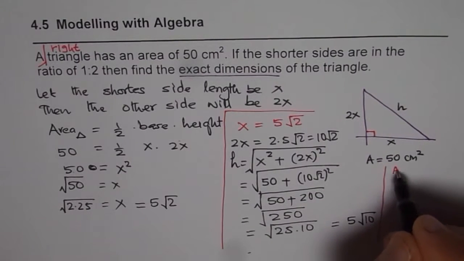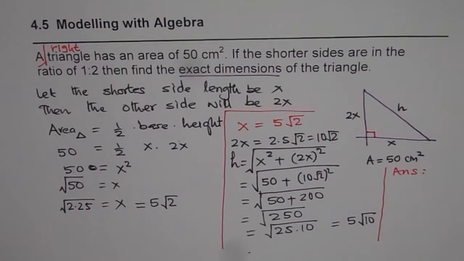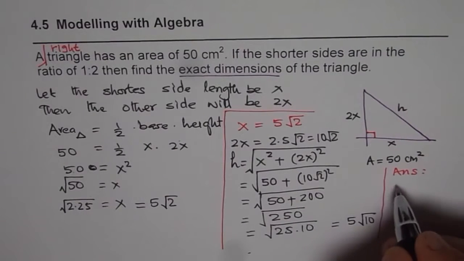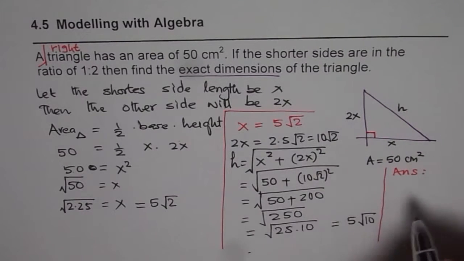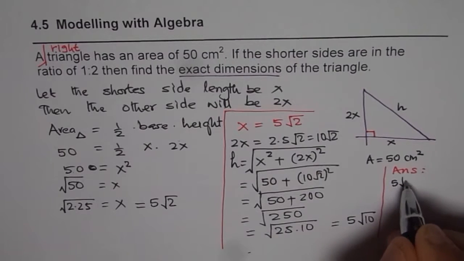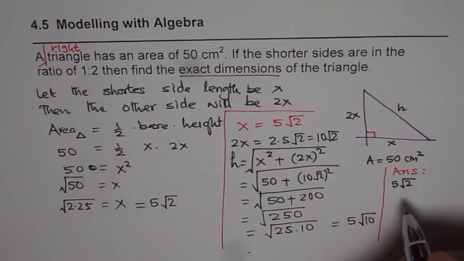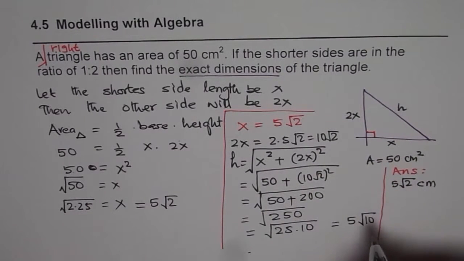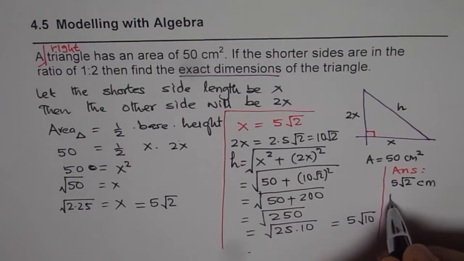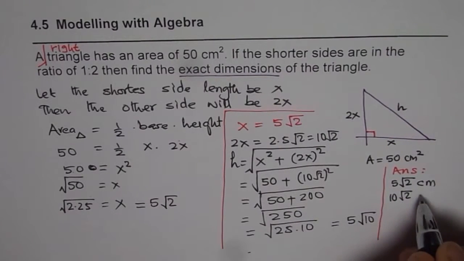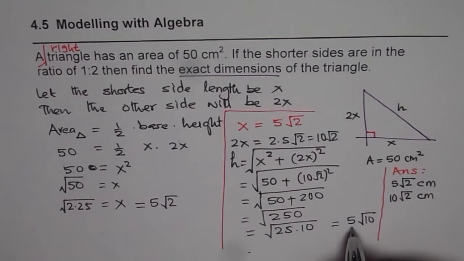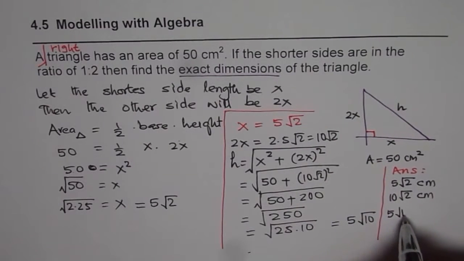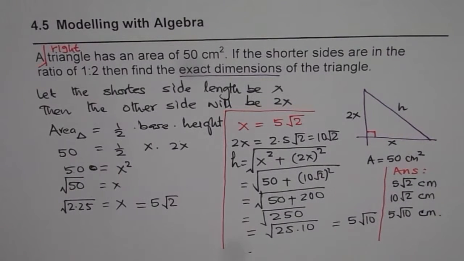Now here is the answer. The sides are, the first one is 5 square root 2. What are the units? Centimeters. The other side is twice this, which is 10 square root 2 centimeters. And the third side, which is the hypotenuse, will be 5 square root 10 centimeters. Correct? So these are our answers for the given triangle.